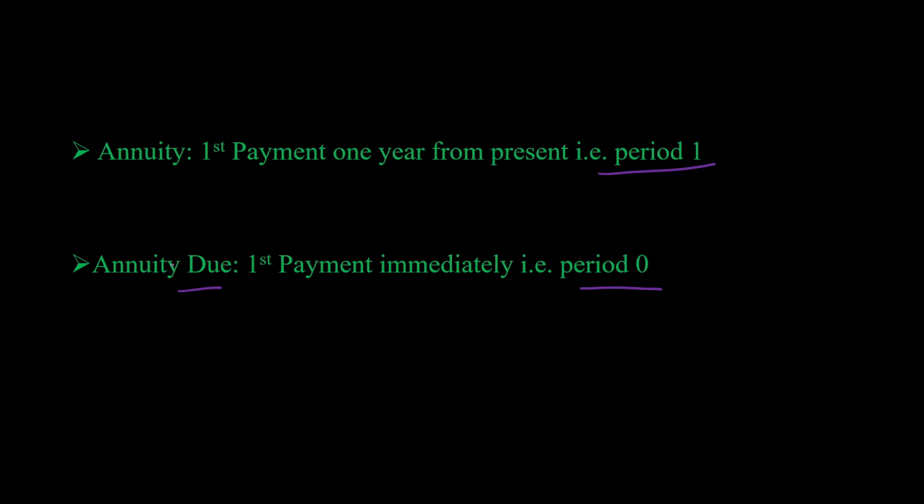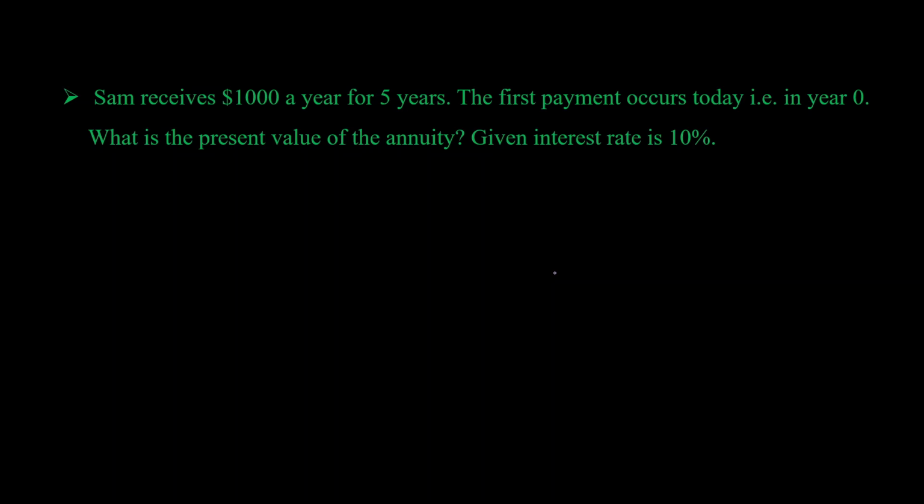All right, now that we know what an annuity due is, let's take a look at this example over here and see what changes we need to incorporate when it comes to calculating the present value of an annuity due. So we have this question over here. Sam receives $1,000 a year for 5 years. The first payment occurs today, that is in year 0. We need to figure out the present value of this annuity given the interest rate is 10%. So it's given that the first payment occurs in year 0. So the question is essentially screaming at us and telling us that this is the case of an annuity due.